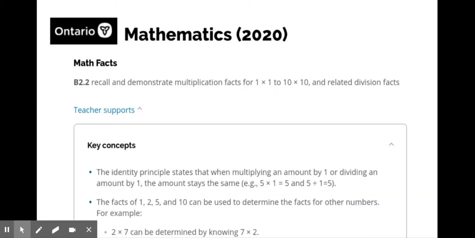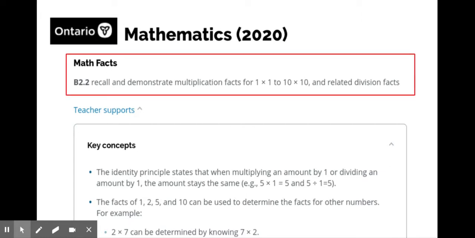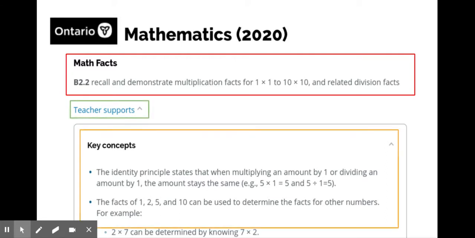Educators can further explore the specific expectations by grade on the Digital Math Curriculum website. By clicking on the specific expectations, you will find the Teacher Supports tab, which will provide the key concepts and examples for each expectation.